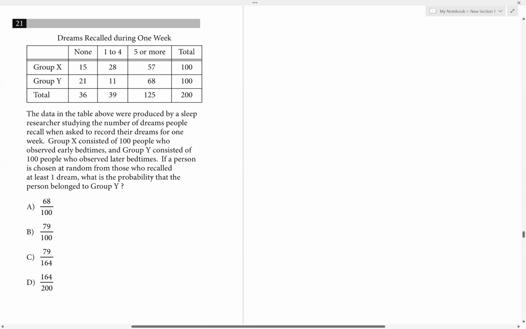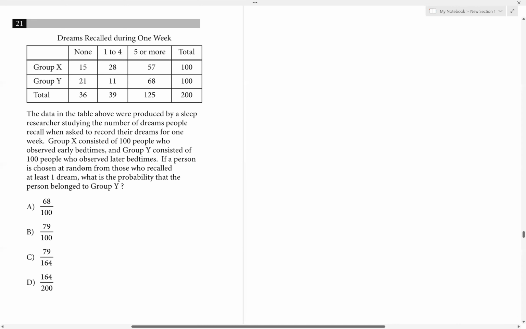Okay, so we're not selecting from the total, the overall total. We're only selecting from those who can recall at least one dream. And then out of that group, how many people belong to group Y? So we have a condition. The condition is that we're only selecting from those who recall at least one dream. So that's why this is a conditional probability.